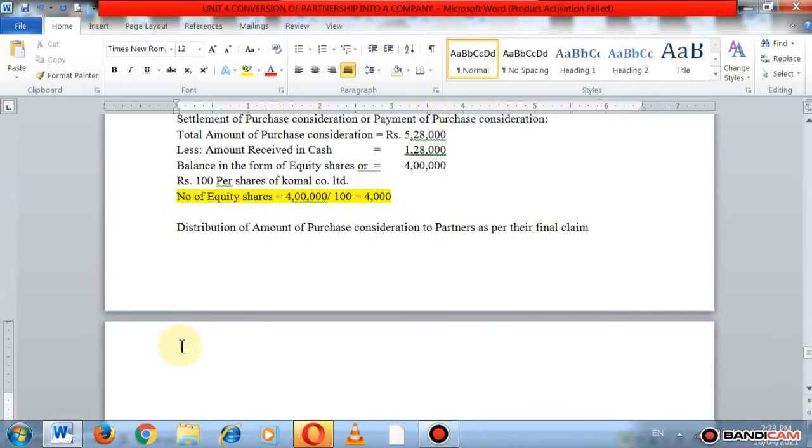here Asha is equal to 2,14,000 plus 2,14,000 plus 22,000.